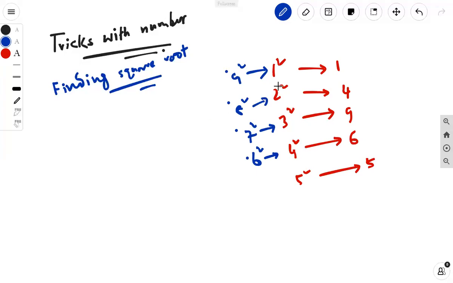So you can see there are two digits. The last digit of the square root can be 1 or 9 if the last digit is 1. The last digit of the square root can be 8 or 2 if the last digit is 4. Same way, 7 or 3 if the last digit is 9, and 6 or 4 if the last digit is 6, and 5 if the last digit is 5. So this is the thing you have to remember, nothing more than that.